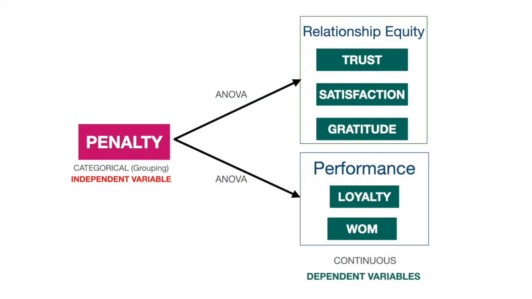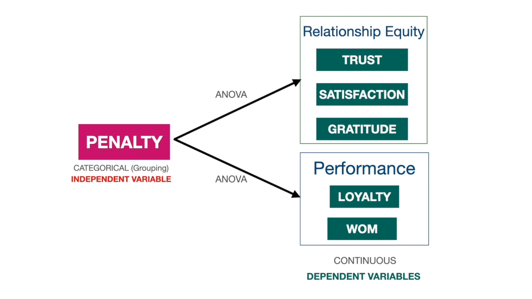All right, in the second part, I will show you how to check the effect of marketing strategy on both relationship equity and company performance. In particular, we will check the effect of the penalty fee on trust, satisfaction, gratitude, loyalty, and word of mouth. And penalty here is the grouping or categorical independent variable, and all 5 dependent variables are continuous. And today, I will use ANOVA.